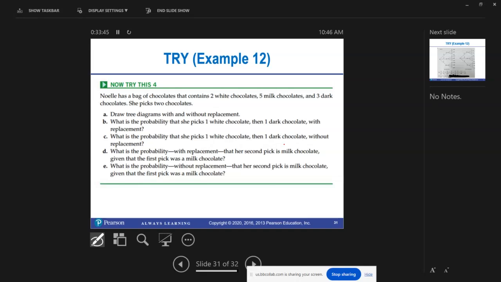Here's a try problem for you. Pause the video and see if you can answer questions A through E about this bag of chocolates. When you think you have your answers, come back and we'll look at these together.